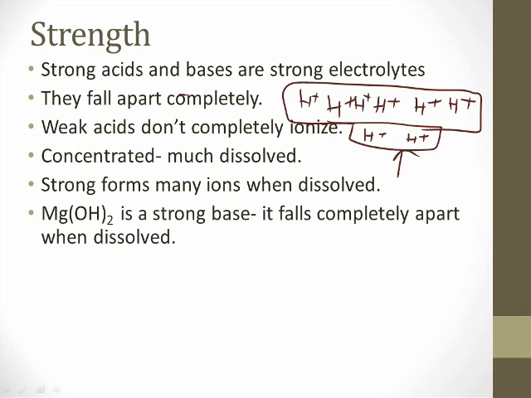Magnesium hydroxide is a strong base. It will fall apart completely when dissolved. So we'll get Mg2+, and then we'll have the OH- and the OH-. Complete dissociation makes it a strong base.